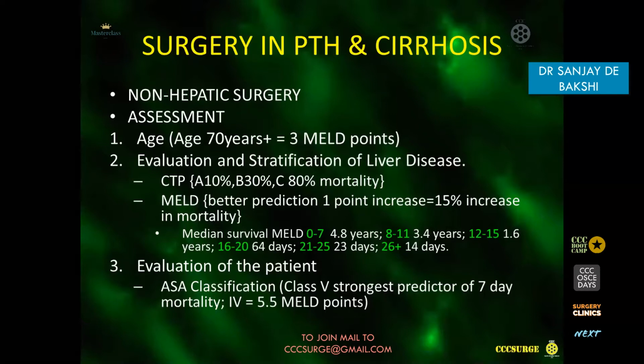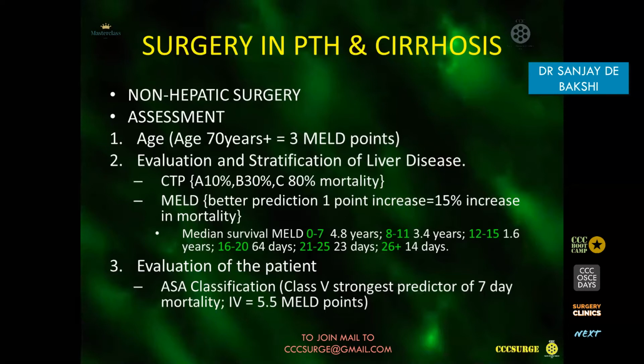classification. So if you go in for the evaluation and stratification of liver disease, if you're going in for the Child's classification, if you have a Child's A, that has a 10% chance of mortality. A B has a 30% chance of mortality. If you have a C, that's 80%. You can imagine the sort of jump that we are talking about, from 30 to 80% mortality.